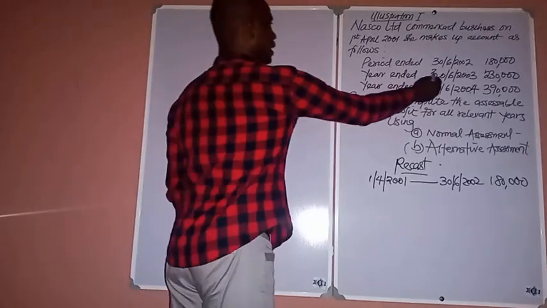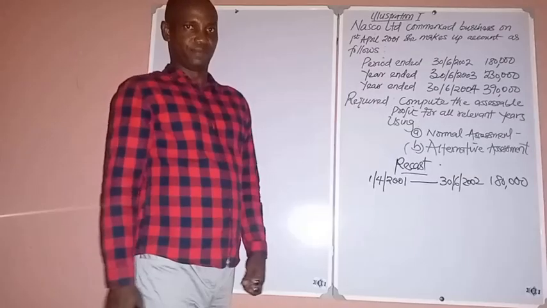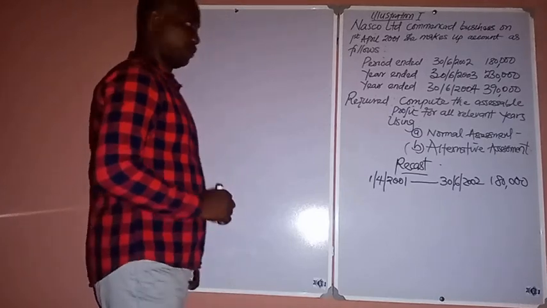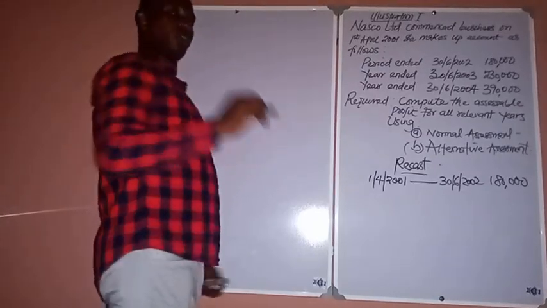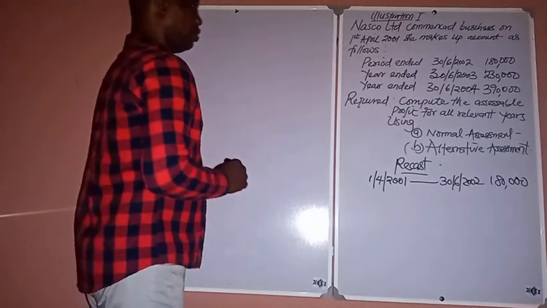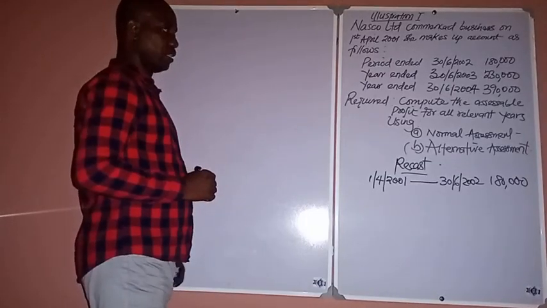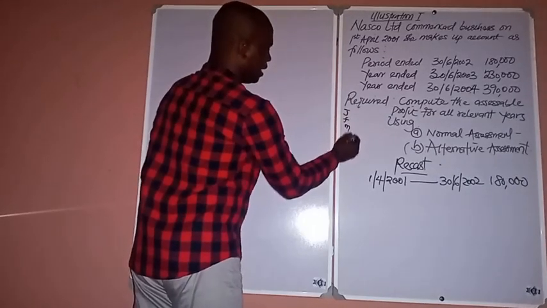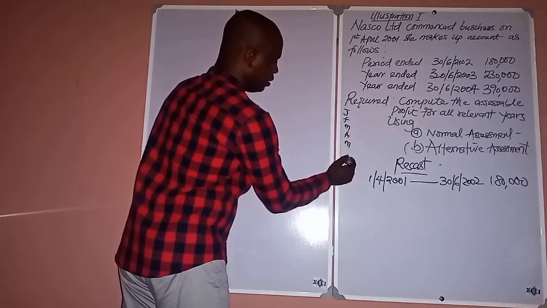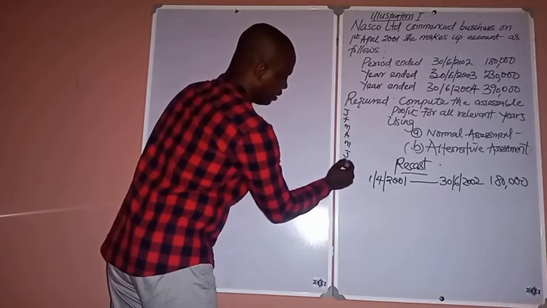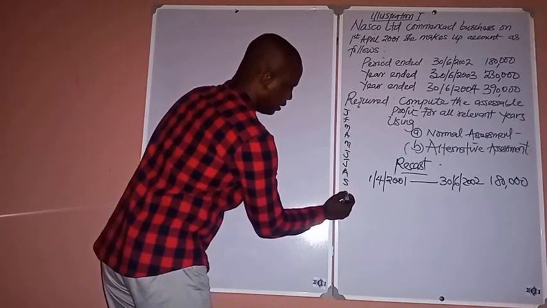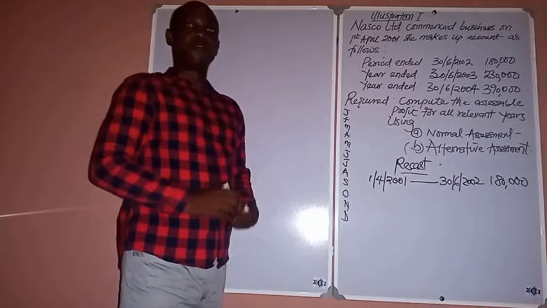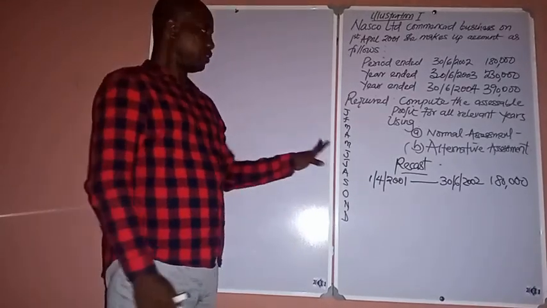Now, this one said year ended 30th June 2003. Remember what I gave you in part 1 of this lecture? This is going to help us a lot. So what we're going to do now, I'm going to put it on the board so that we'll work with it. I gave you January, February, March, April, May, June, July, August, September, October, November, and December. Check my first lecture or the part 1 of this program.